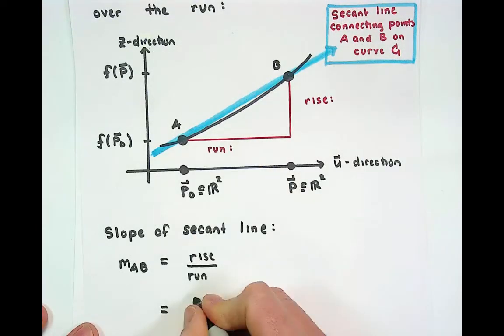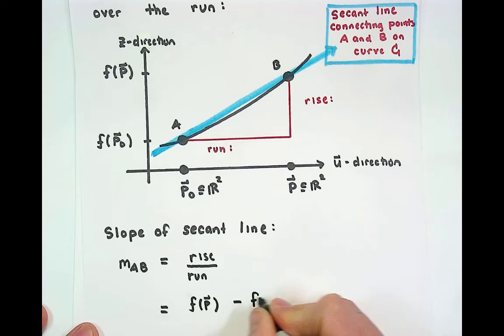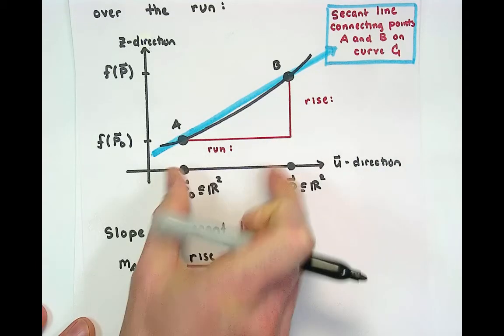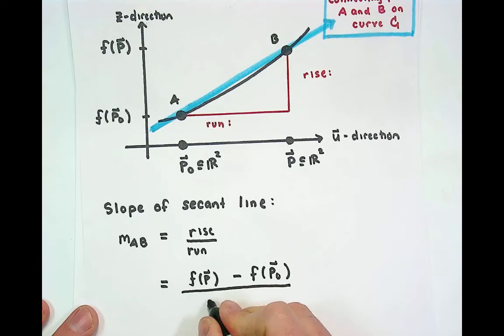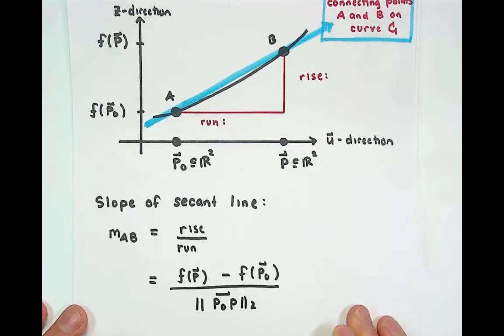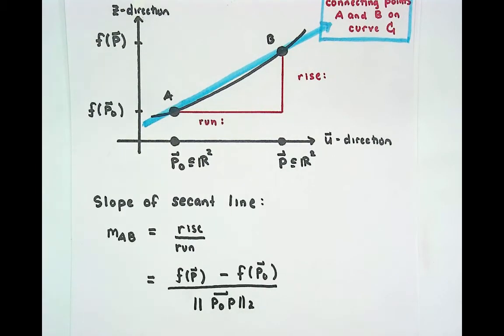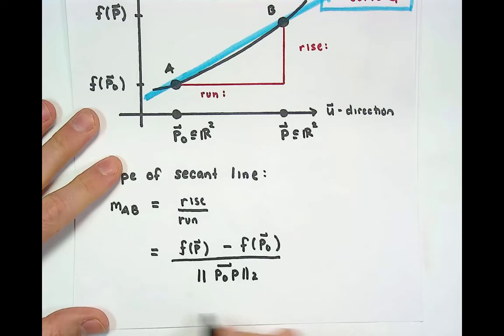Well, we know this is going to be the rise over the run. Well, let's take a look. What's the rise? Well, the rise would be f of p minus f of p naught. What's the run? Well, the run would be the length of the vector connecting p naught to p, which we'll use a 2 norm to measure.